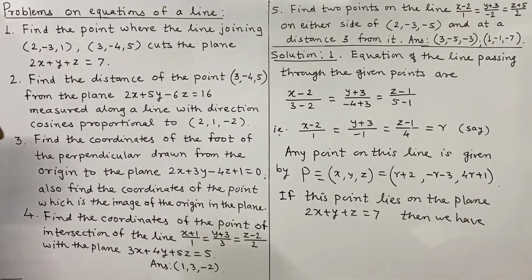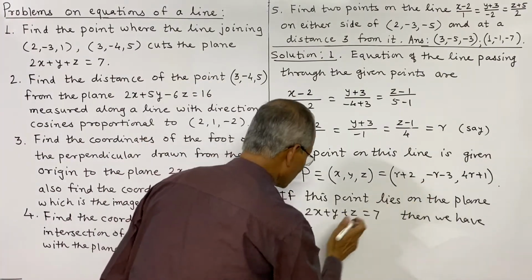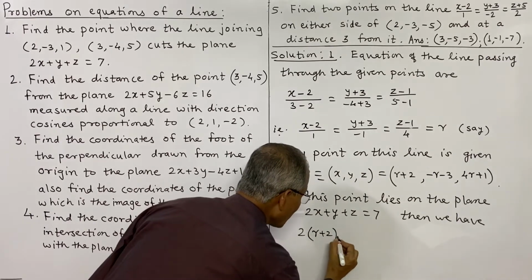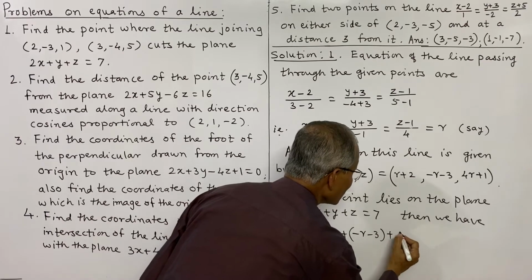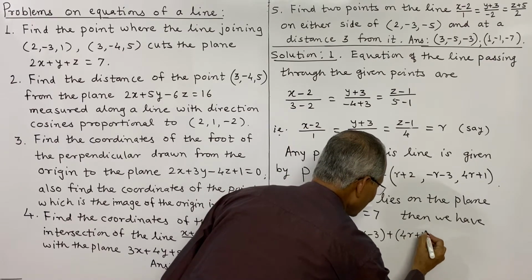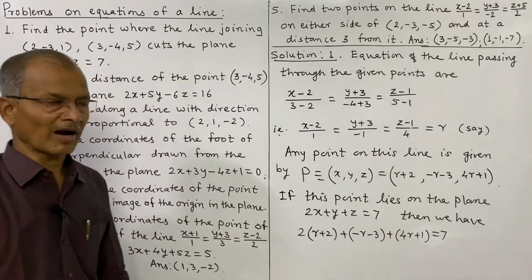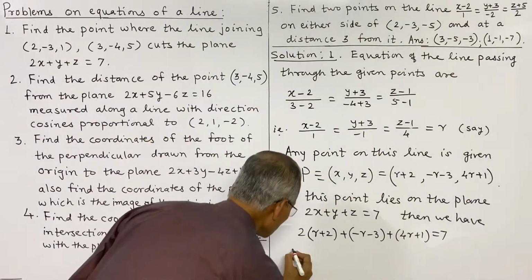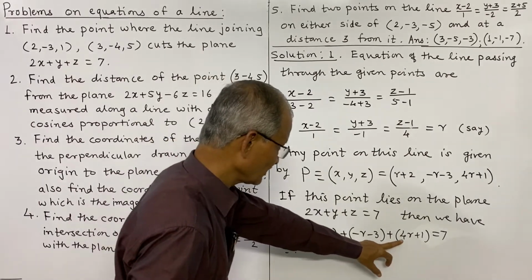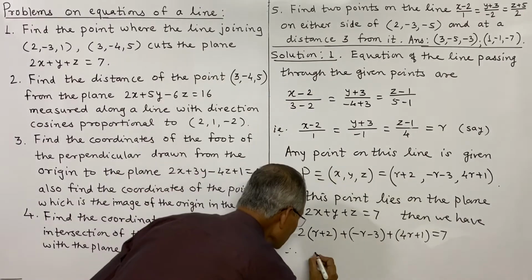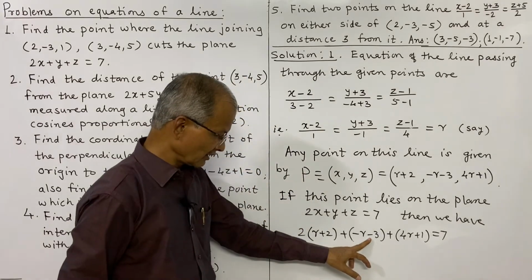So then we have 2 into x, x means r plus 2, plus y, that is minus r minus 3, plus z, that is 4r plus 1, is equal to 7. Now we shall simplify this and get the value of r, and that gives, you see, 2r minus r, that is r, and this is 4r. So r plus 4r is 5r, and next is 4 minus 3, that is 1.